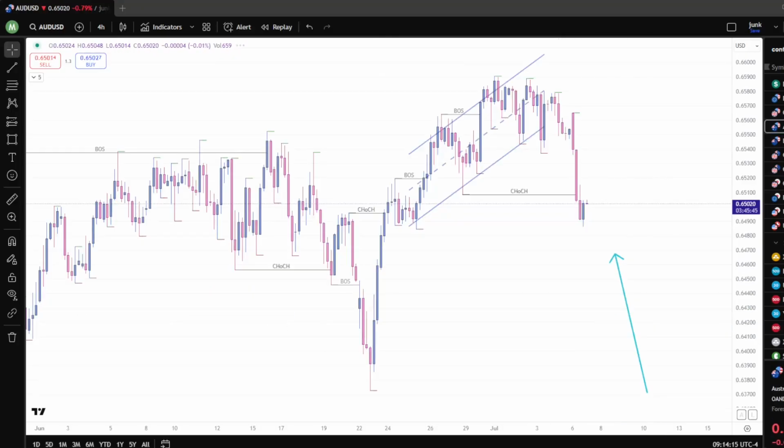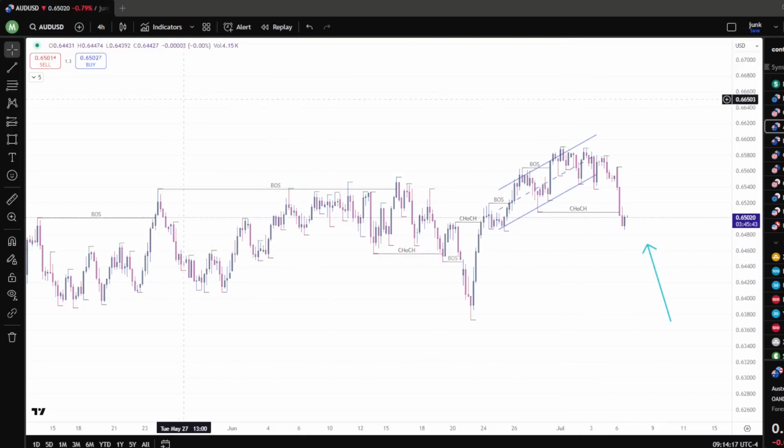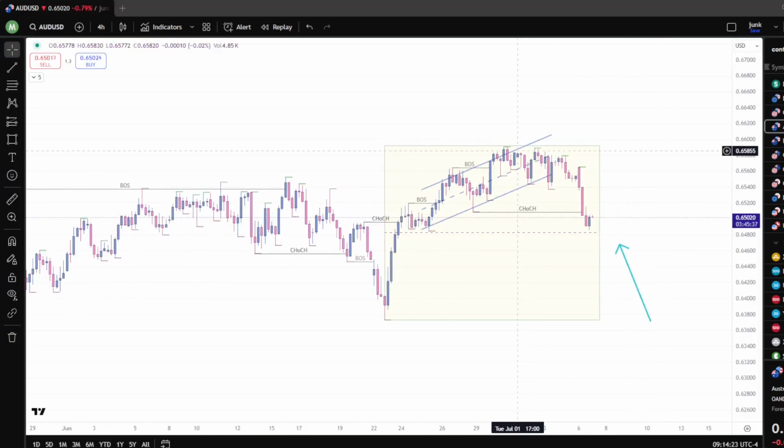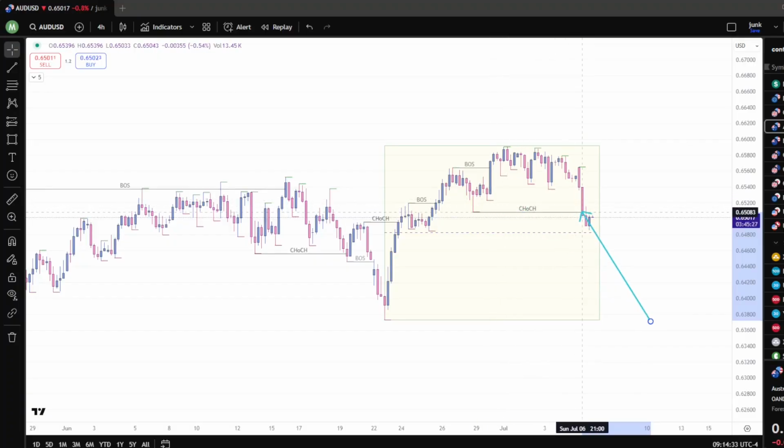AUD/USD. Let's go ahead and map out the current range. Prices were in this ascending channel. Prices broke out. Price started to trade sideways. Now supply is in control. It started to break down past these lows. It started to break structure to the downside.